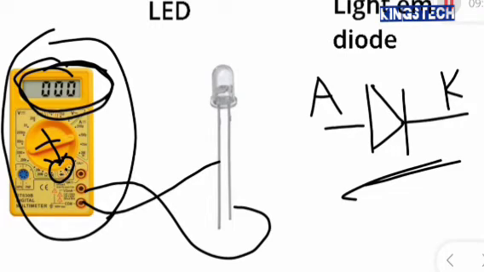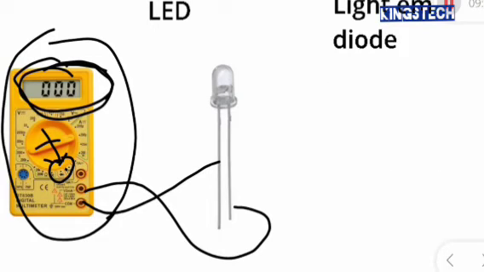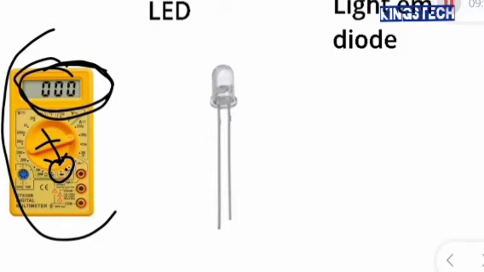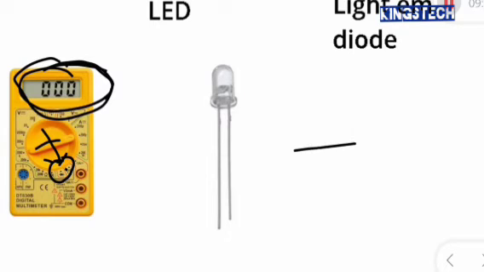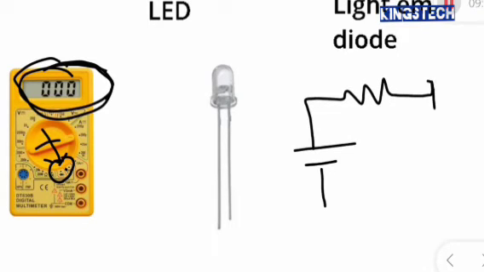So with that having been said, let me give you a very simple sample circuit where you can actually use the LED, the light emitting diode. When I say the LED, I mean the light emitting diode. So a simple circuit like this. This is the battery, this is the resistor, then this is the LED itself.